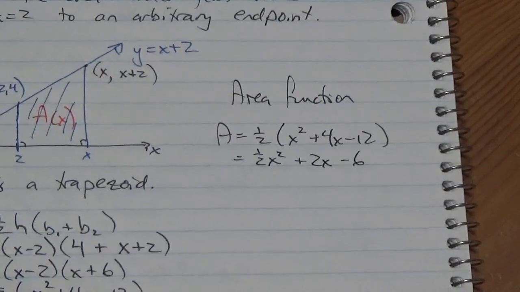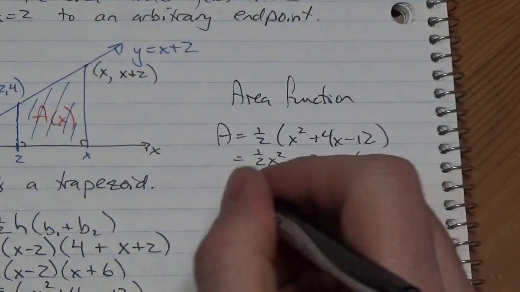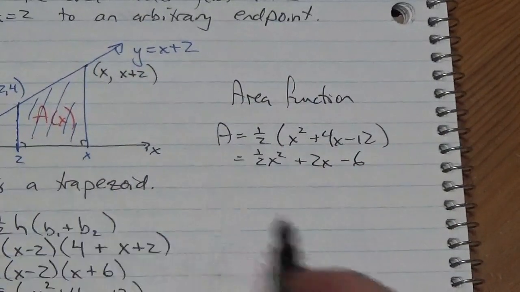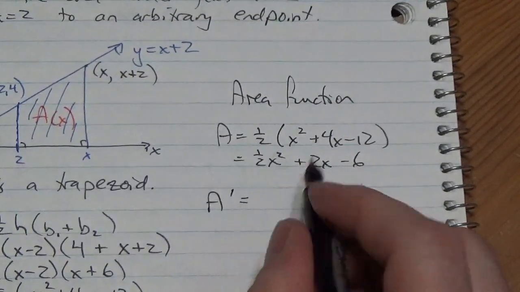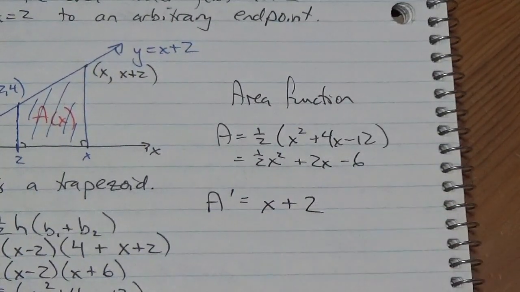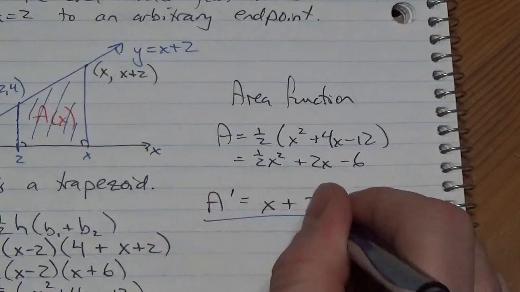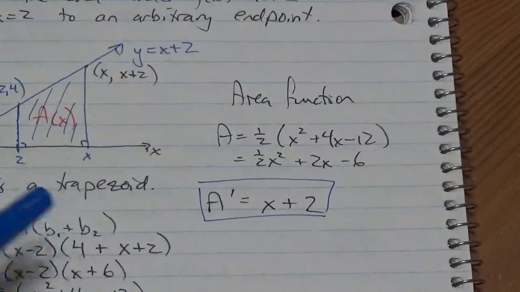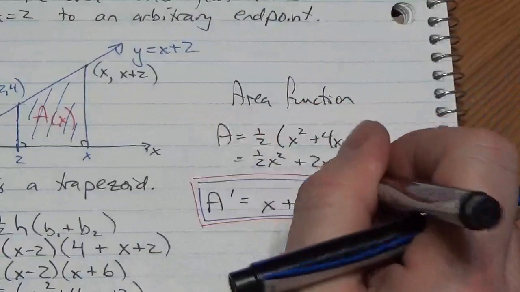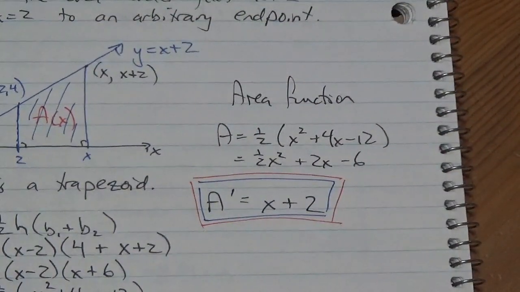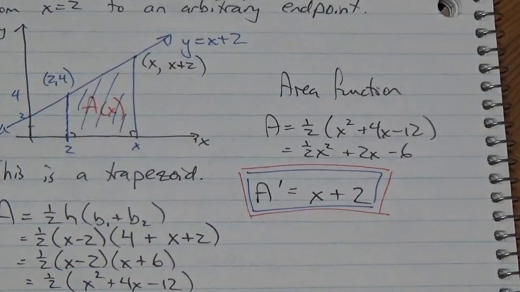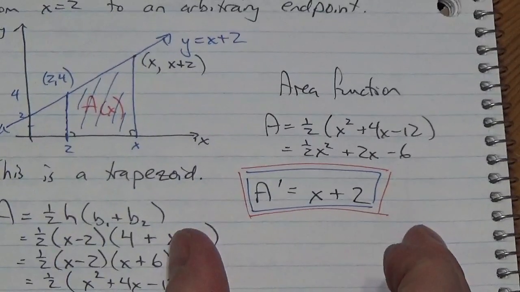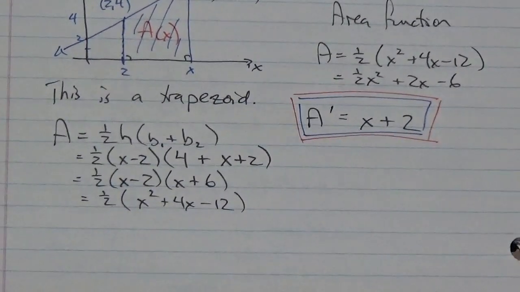Now, let's just take the derivative of this. Okay? Let's take the derivative with respect to that variable x there. So area primed, or dA by dx, is going to equal x plus 2. Oh my gosh. Look at that. Isn't that amazing? That the derivative of the area function is the original function that I'm trying to find the area under. That is amazing. Not only is that amazing, it's always true.